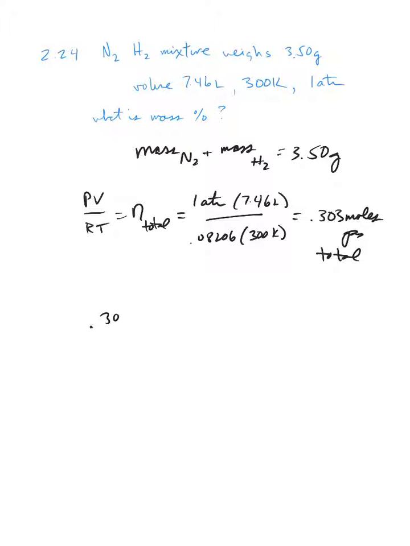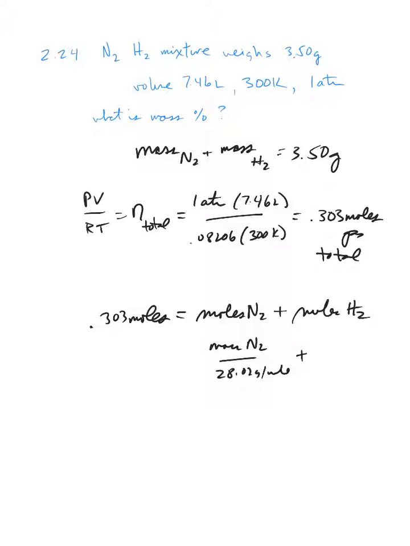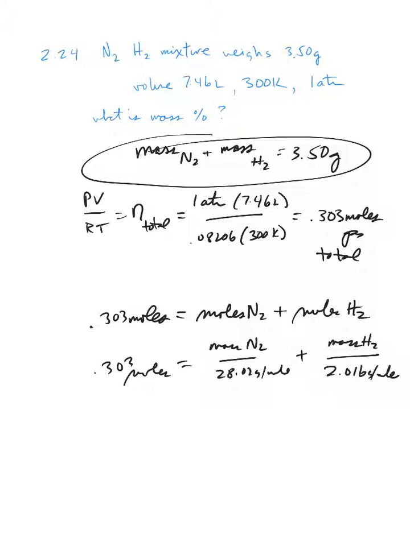Of course, the total moles of gas is going to be equal to the sum of the moles of N2 plus the moles of H2. Hopefully you can see where we're going with this, because the moles of N2 is going to be whatever the mass of the nitrogen is over its molar mass of 28.02 grams per mole. The moles of hydrogen is going to be whatever the mass of hydrogen is over its molar mass, 2.016 grams per mole. Right now we have a bit of a problem because we have a single equation with 2 unknowns. But you might recall we did that a little bit earlier.